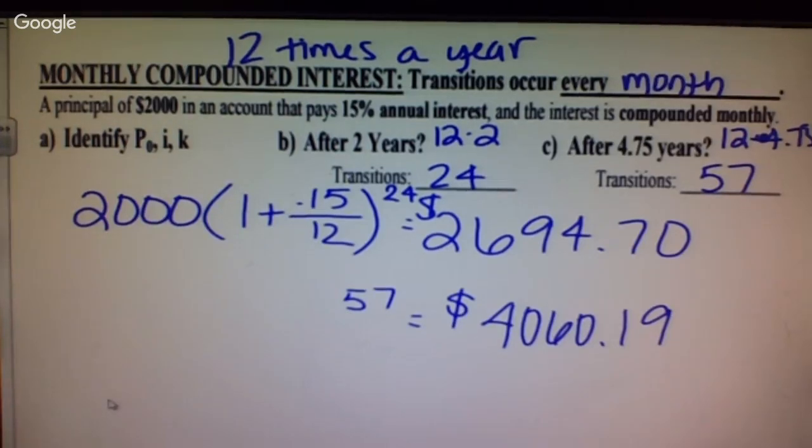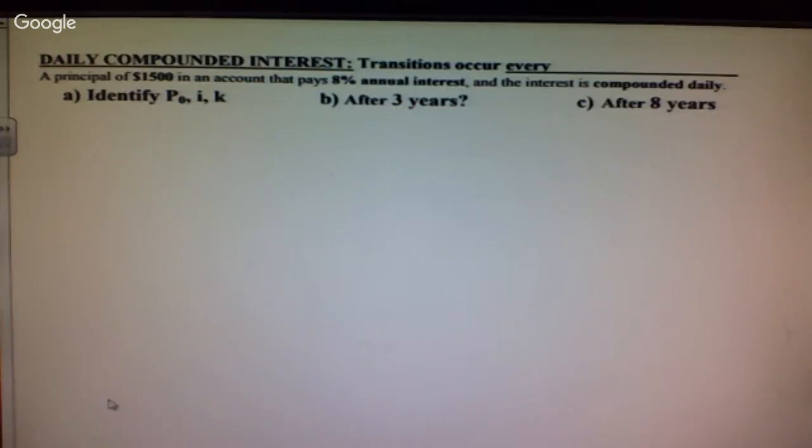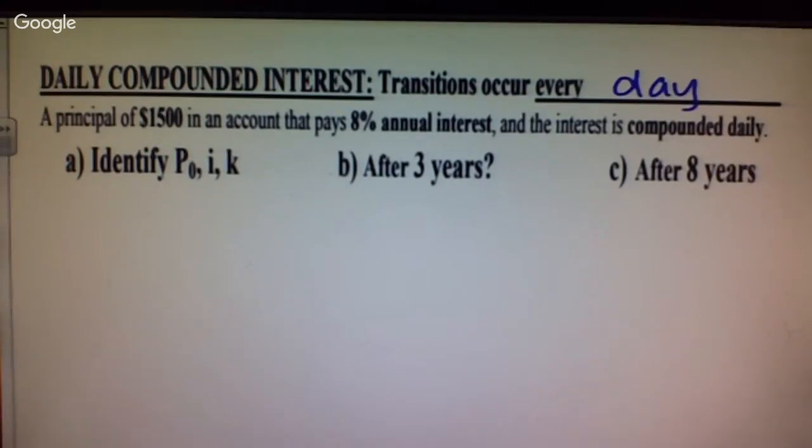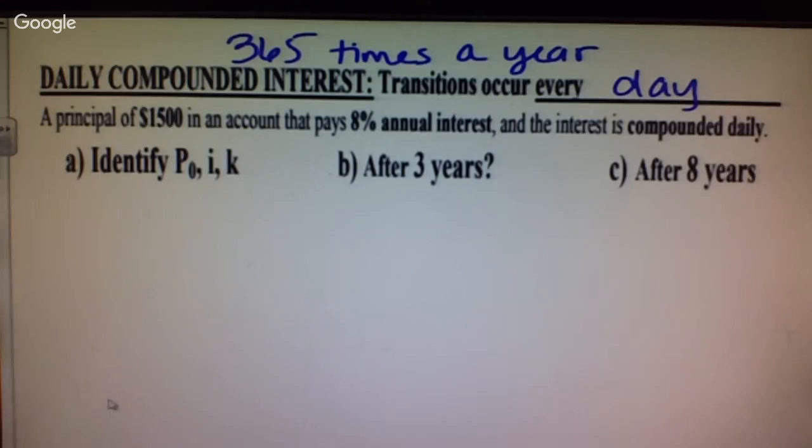The last one happens 365 times a year. Okay, so daily compound interest. Transitions occur every day. Every day, since there's 365 times a year. We're not counting leap year. Sorry, February 29th is out. Okay, so what's the next one here? After 3 years is how many transitions? 365 times 3.